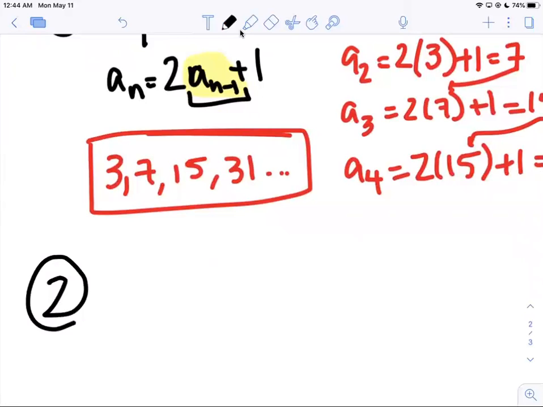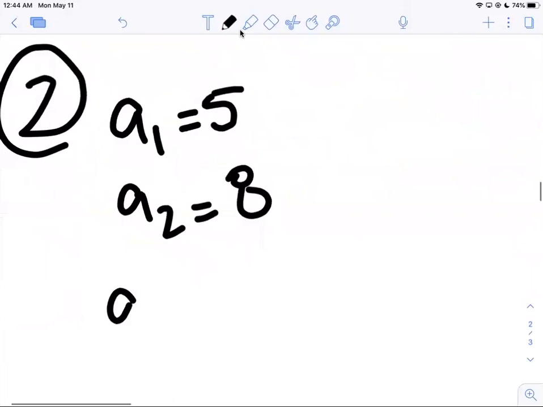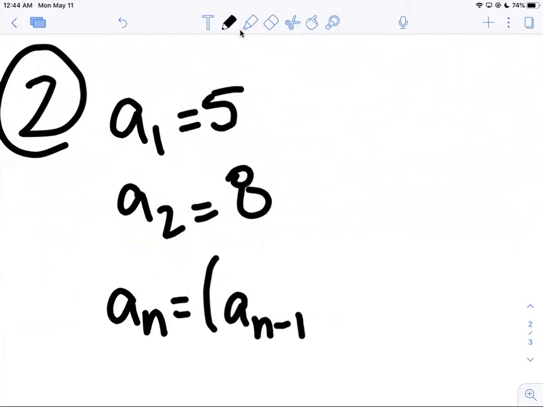This one, I'm going to give you a sub 1 is 5. I'm going to give you a sub 2 is 8. And I'm going to give you that a sub n, get ready for this, is a sub n minus 1 minus a sub n minus 2 squared. Whoa, we've got two terms. That's why I had to give you two.